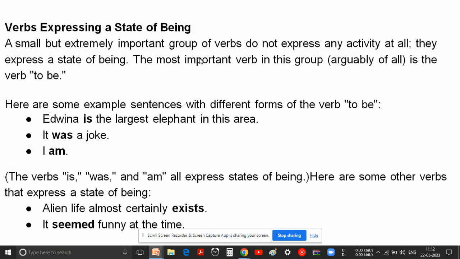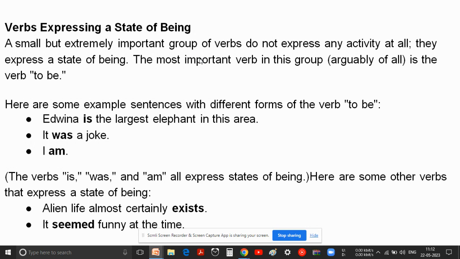Now, verbs expressing a state of being. A small but extremely important group of verbs do not express any activity at all. They express a state of being. The most important verb in this group is the verb to be. Here are some example sentences with different forms of the verb to be.